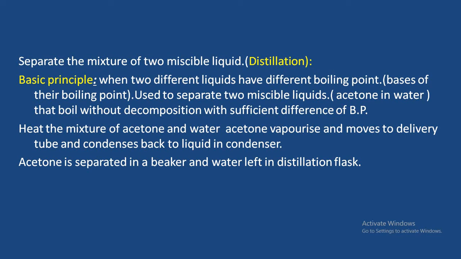When the vaporized acetone passes through the delivery tube and then through the condenser, the vapor form or gaseous form of acetone is changed into liquid, and that way we can collect it. That liquid will be collected in a beaker, after the delivery tube, and condensed back to liquid in the condenser.